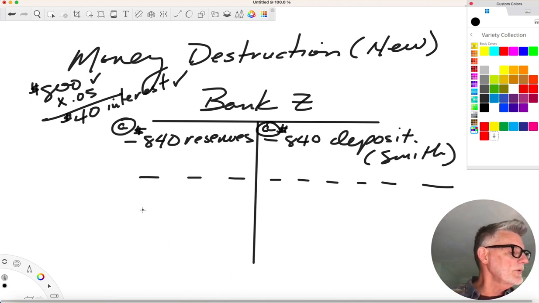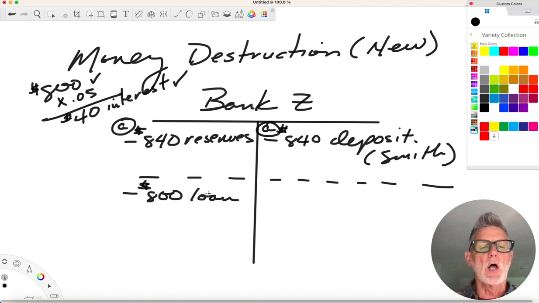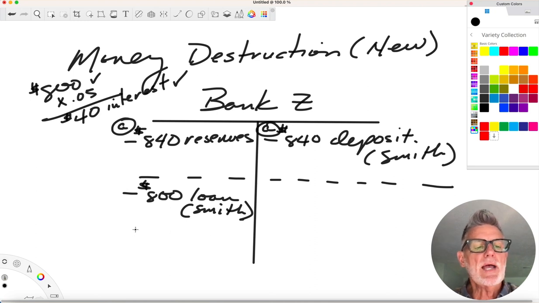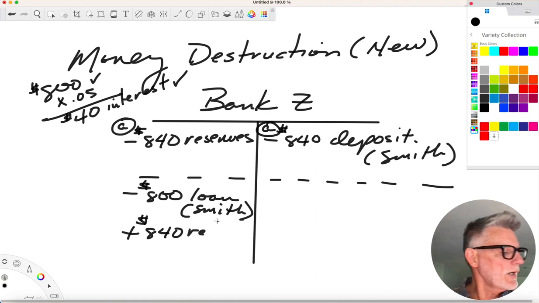How much is it going to go down by? It's going to go down by $800. So Smith is no longer going to owe that loan. So the bank's loan portfolio goes down by $800. Smith no longer owes that $800. So Smith has paid off his loan, okay? But the bank now has what? $840 in reserves, right?